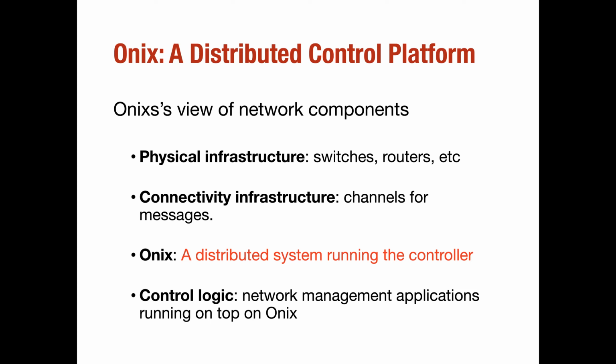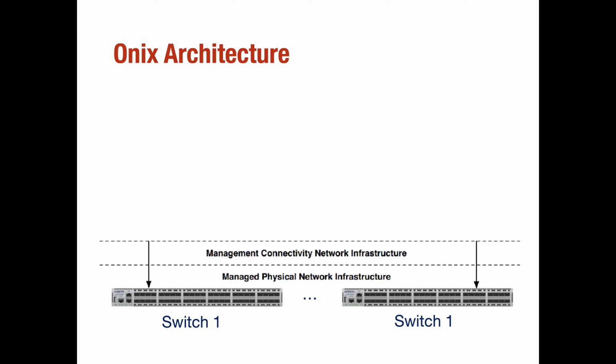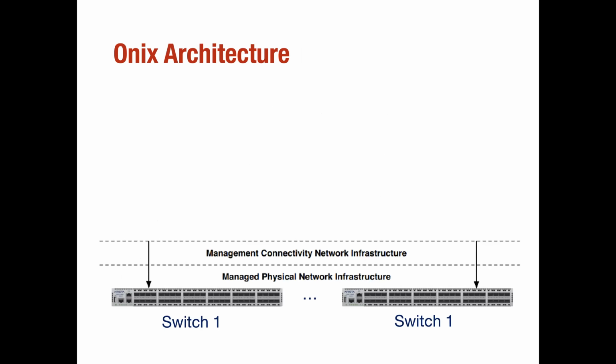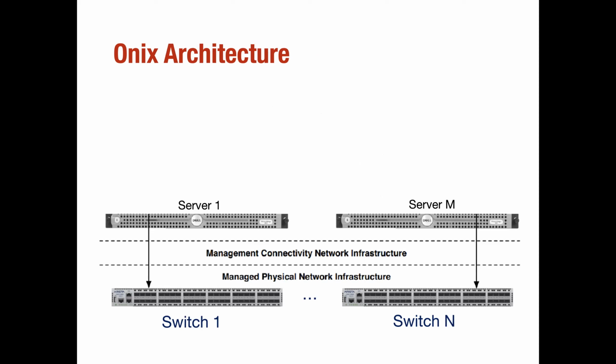Okay, no questions. All right, so let's take a look at the Onyx architecture. Onyx had the switches, which are basically the physical infrastructure. Then we have the connectivity infrastructure, which is the connection between these data plane elements of the physical infrastructure and the operating system. And the operating system is implemented on servers, different instances of servers, and different sets of switches are communicating with different sets of servers.